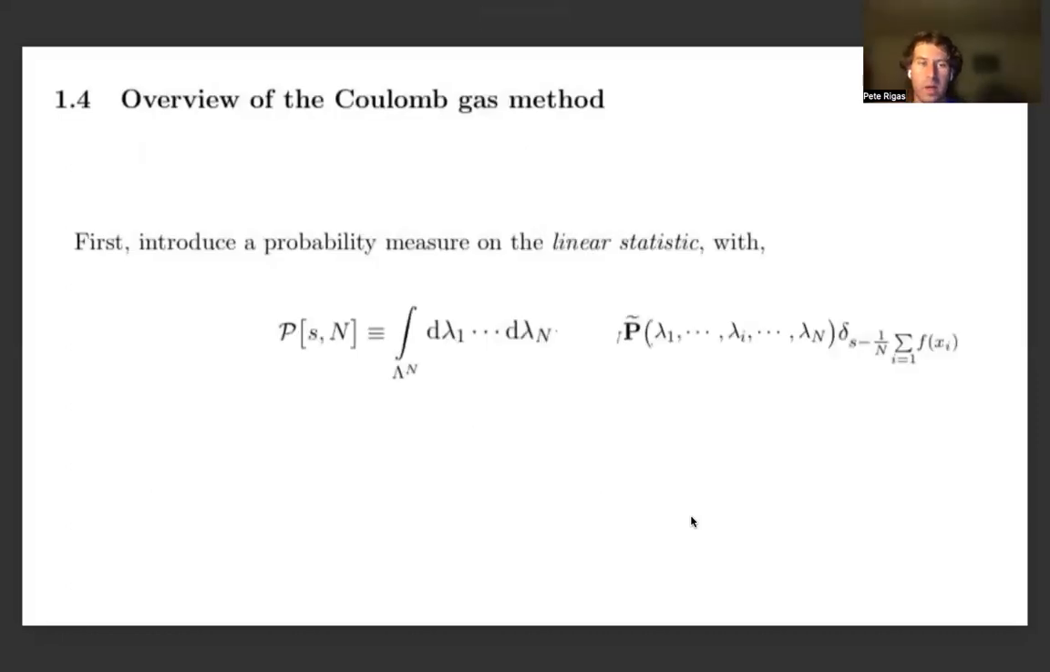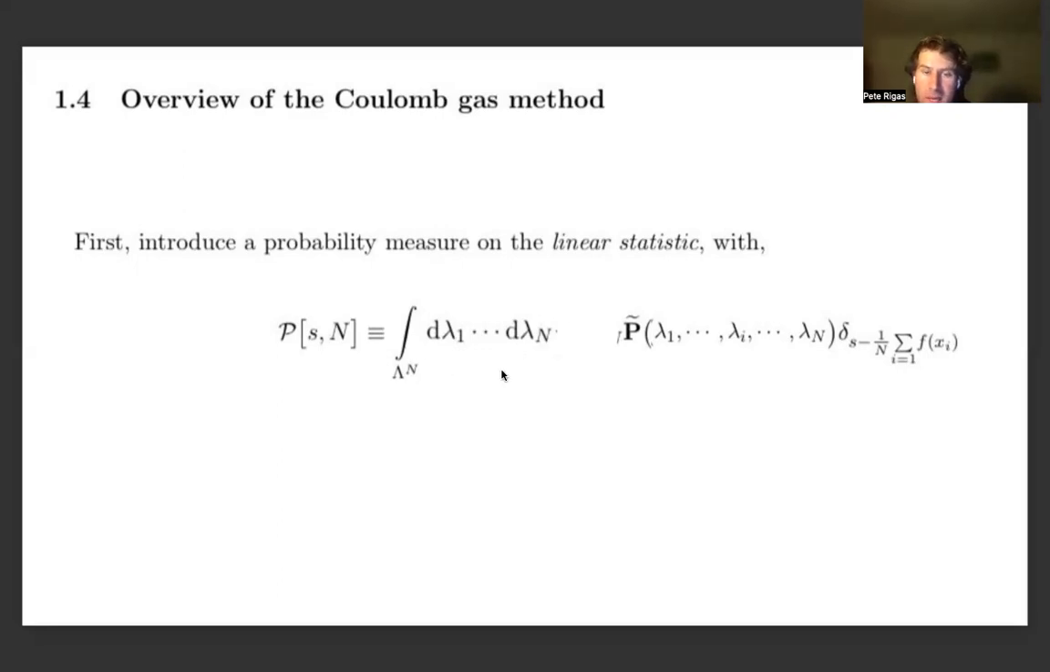And the following arguments that we're going to give is an overview of what the paper from the three authors makes use of as an overview of the Coulomb gas method, in which we want to introduce a probability measure on the linear statistic little s that we gave, which is a summation of 1 over n times the sum over n points of f of xi.